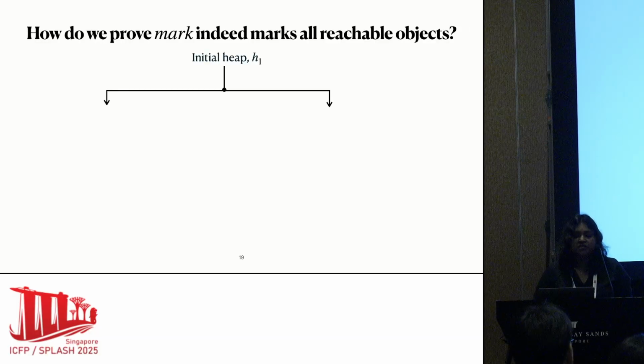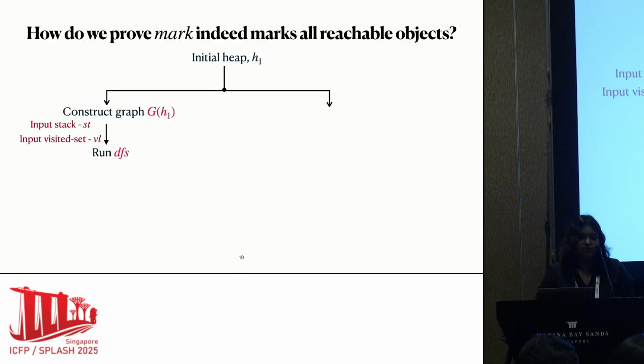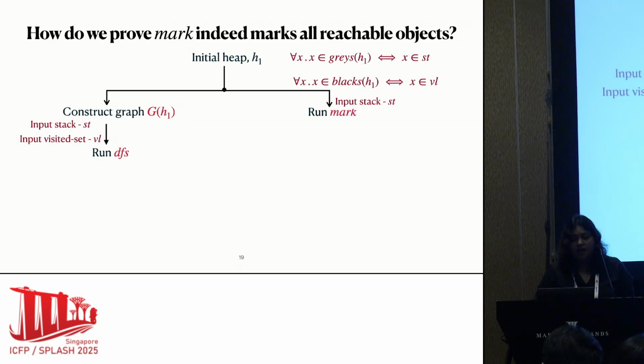So starting with an initial heap H1, we construct a graph G of H1 and we run DFS on top of that, taking a stack and visited set. And we run mark and we have two invariants in place. One says that all the gray objects in the heap are present in the stack and only in the stack, and all the black objects in the heap are present only in the visited set. So these invariants are very important.